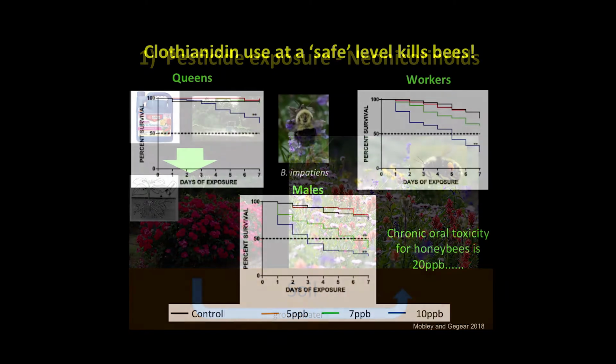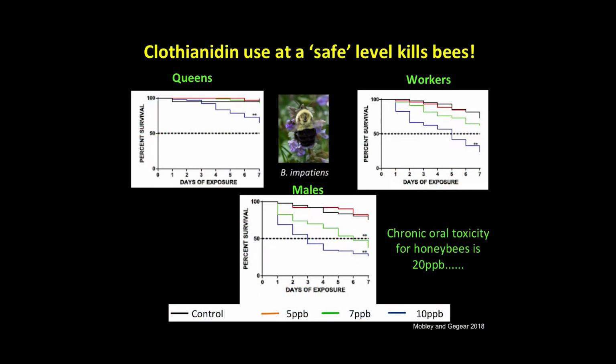And so what we did was use ecologically or field realistic doses, and we fed them small doses daily to look at chronic oral exposure. What we can see is that for queens, after 7 days, we started to see reduced survival. In the workers, after 5 days at 10 parts per billion, we started to see a reduction. But interestingly, when we look at males, at 7 parts per billion, we saw 50% of the population gone after 6 days. Controlling for body size, queens and males are far more sensitive to neonicotinoid exposure than workers.